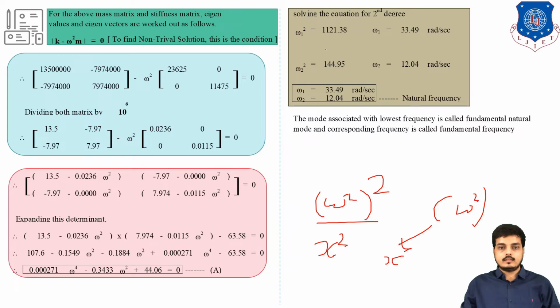So that's the value of omega square. The root of it will be 33.49 radian per second. It is omega 1, and for omega 2, the root of this is 12.04 radian per second. So these are my natural frequencies, omega 1 and omega 2. So we have found out the natural frequencies first.